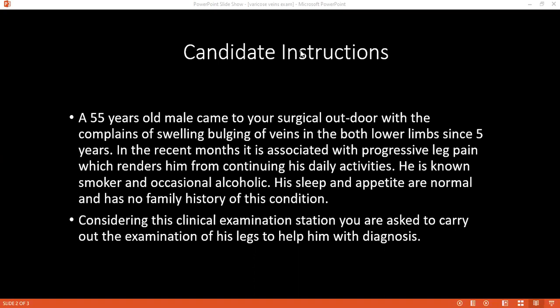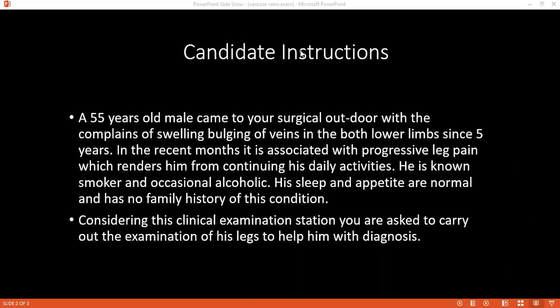How do you intend to manage this patient? What other investigations would you ask for? I will ask for the venous duplex, to determine the site of valvular incompetence and patency of the deep venous system.